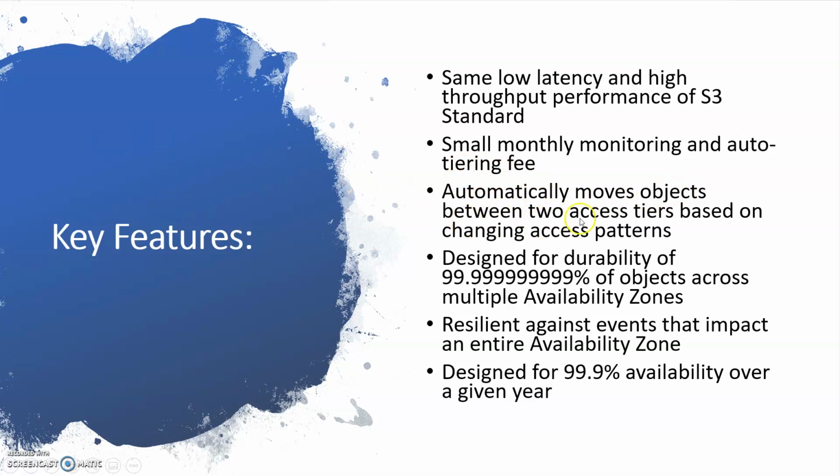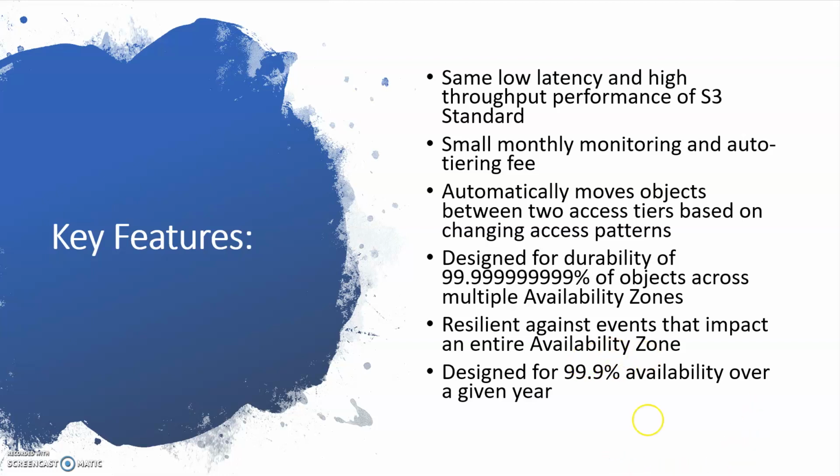It automatically moves objects between the two access tiers based on changing access patterns. It also provides durability of 11 nines for objects across multiple availability zones, and is resilient against events that impact an entire availability zone. Now, if you really don't know what a region and an availability zone are, just imagine an availability zone as a place in which you have a lot of data centers put together. And when you combine a lot of availability zones, it becomes a region. So each region has maybe two, three, or even more availability zones.